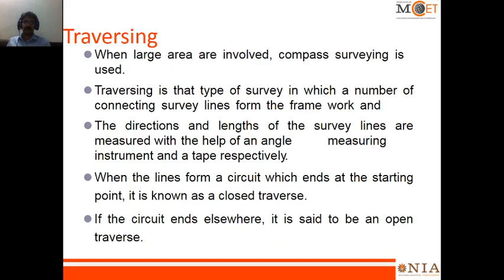Here the traversing means when large areas are involved, compass surveying is used. Traversing is the type of survey in which a number of connecting survey lines form the framework, and the direction and length of the survey lines are measured with the help of angle measuring instruments. Here the angle measuring instrument is the compass and a tape respectively. When the lines form a circuit which ends at the starting point, it is a closed traverse. If it does not end there, it ends elsewhere, it is an open traverse.